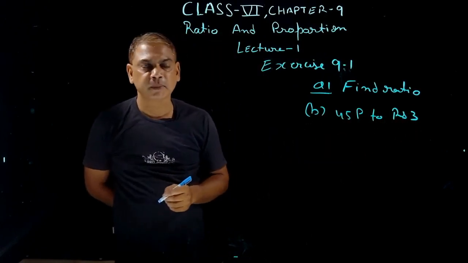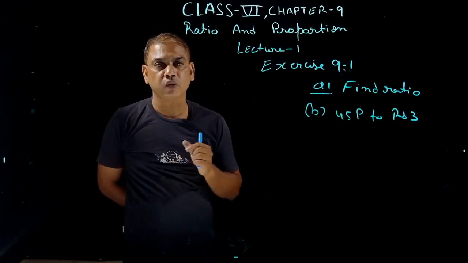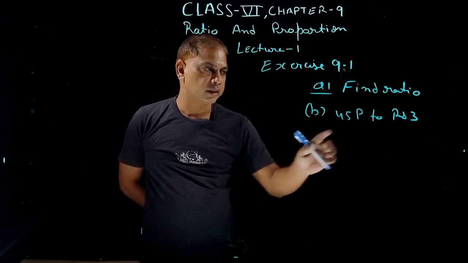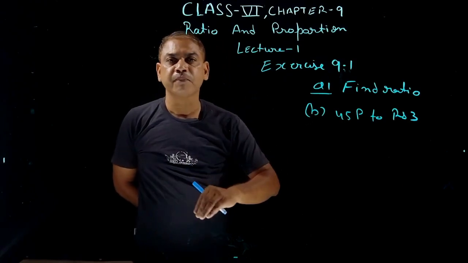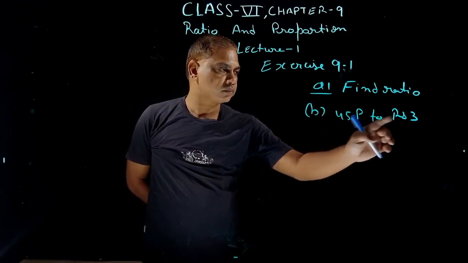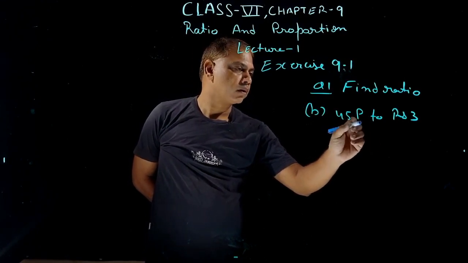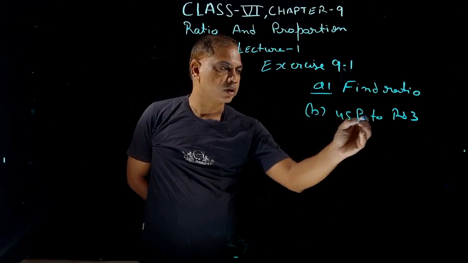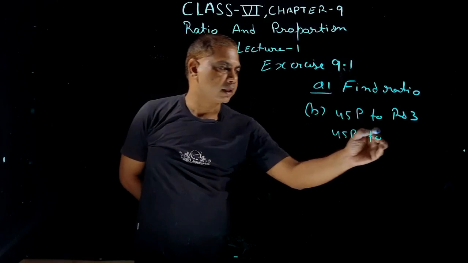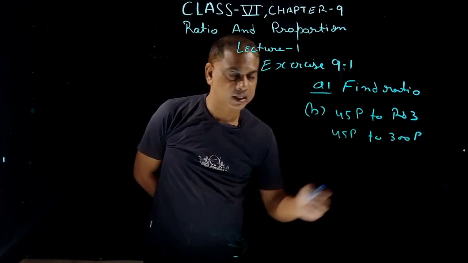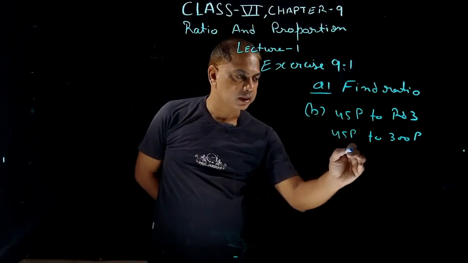Now student, always remember both the values should be in the same unit. Here it is paisa and here it is rupees. So convert them into same units. Okay, 45 paisa, to convert rupees 3 into paisa, it will become 300 paisa. Why? 1 rupee is equal to 100 paisa, so 3 rupees will become 300 paisa. Now find their ratios.